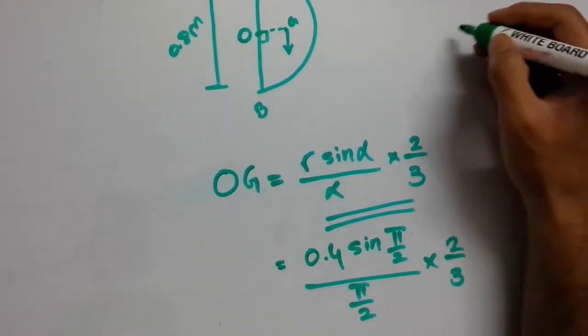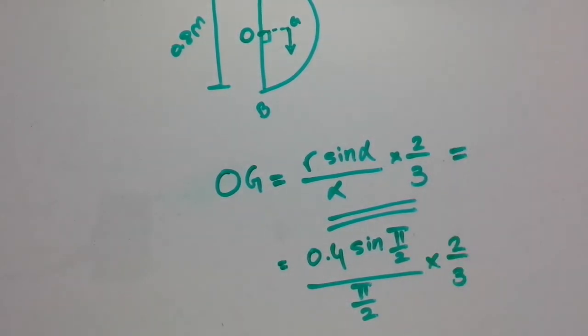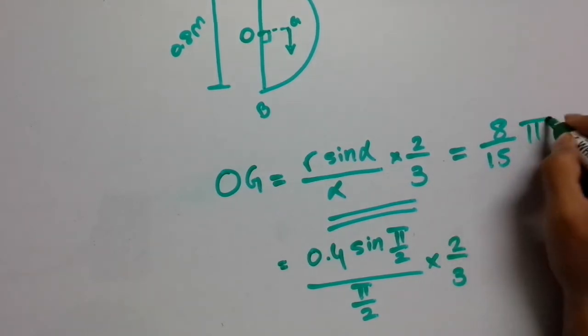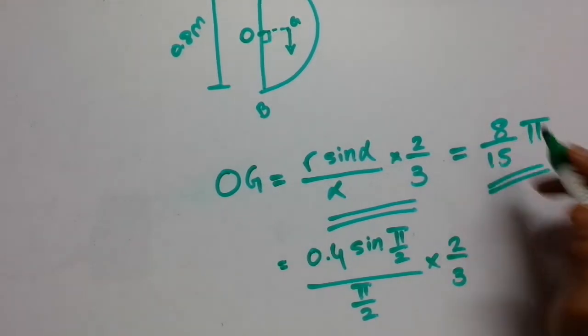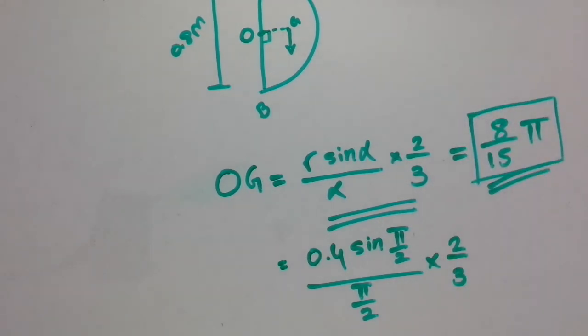Simplifying that, you should be getting OG as 8 upon 15 pi, which is the answer. Let's move to the second one.